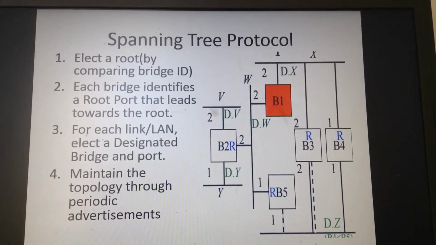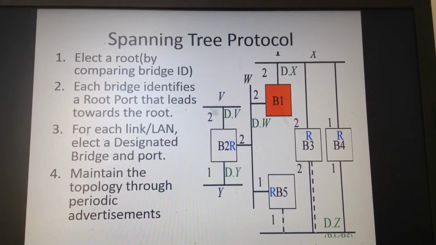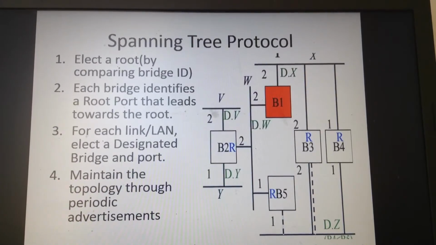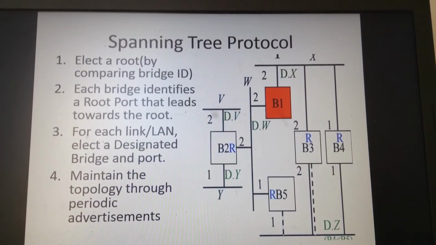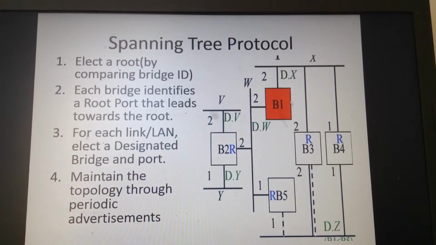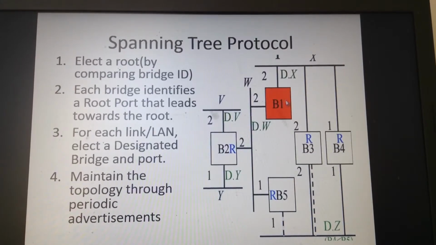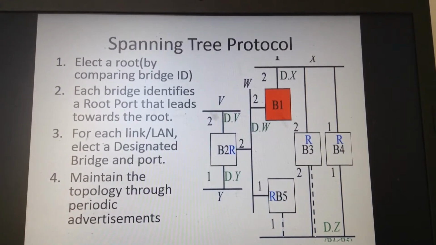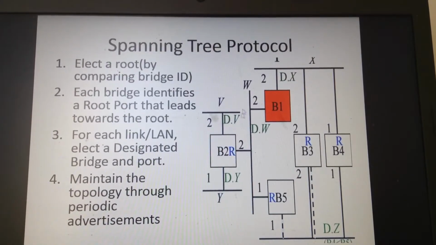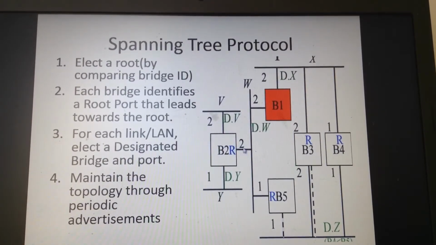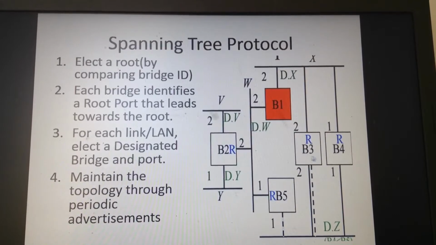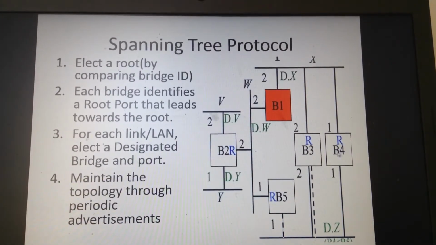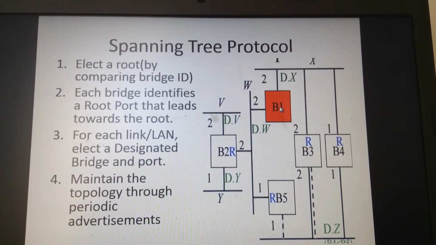And this is the spanning tree protocol. Firstly, we need to elect a root by comparing the bridge ID. In this picture, for example, B1 is the root. And then we have to elect the root port. For B2, this one is the root port, and for B3, this one is the root port, and for B4, this one is the root port to the root B1.